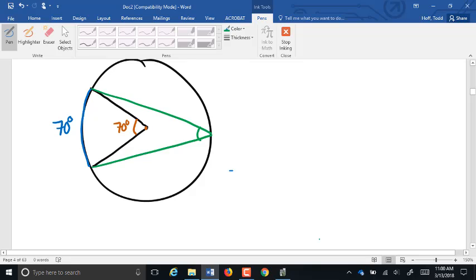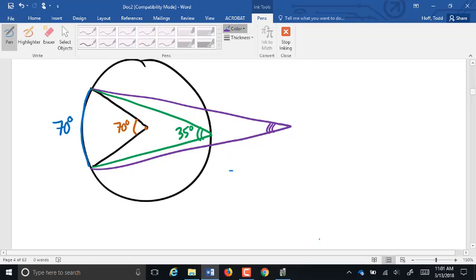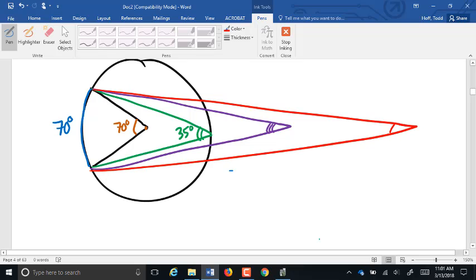What's this inscribed angle have to be? 35. Half of the inscribed arc, or the intercepted arc. What can we say about this angle here? Is it bigger or smaller than 35? It's smaller than 35. How about this angle here compared to the purple one? It's smaller yet.